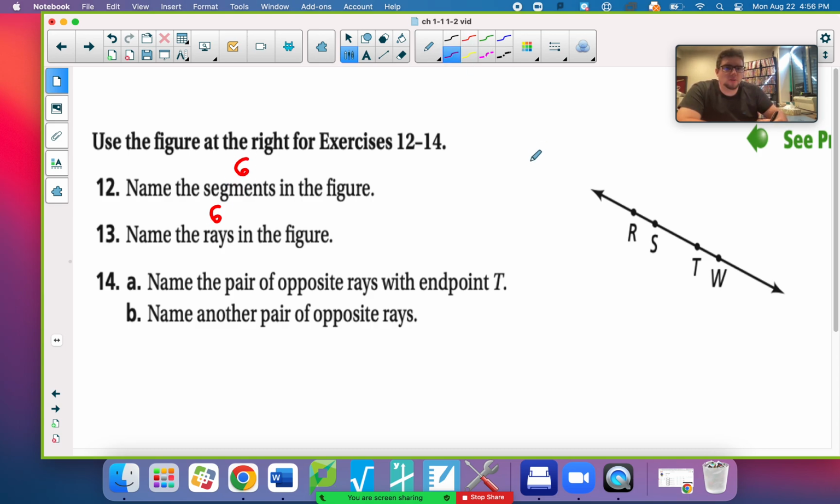I'm going to come over here. We're going to do this in a pretty organized fashion. Line segment RS. So I'm going to record that. RS. That is the same as SR. We don't need to label it twice. We then have line segment RT. We then have line segment RW, which is the exact same as WR, TR, and SR.